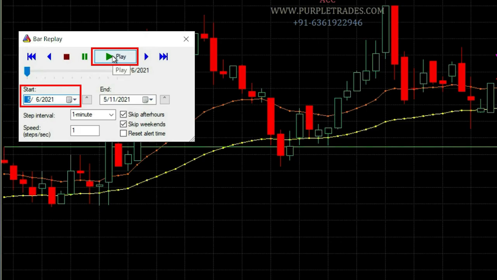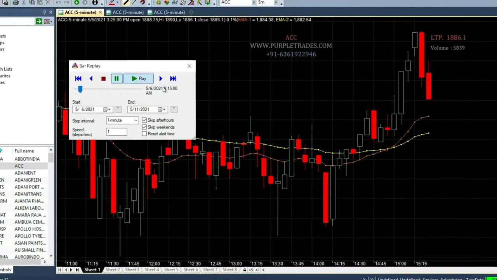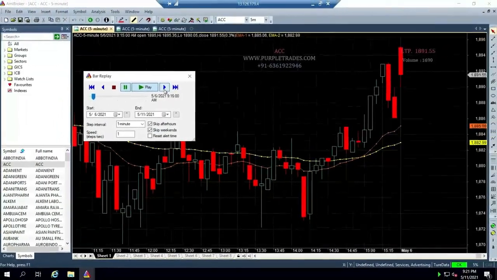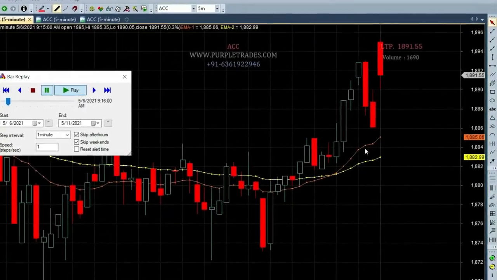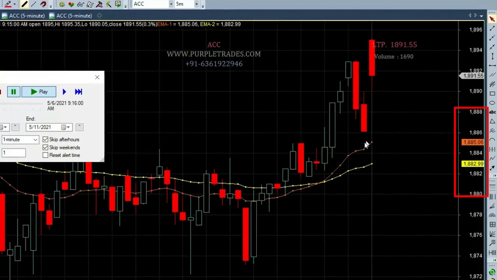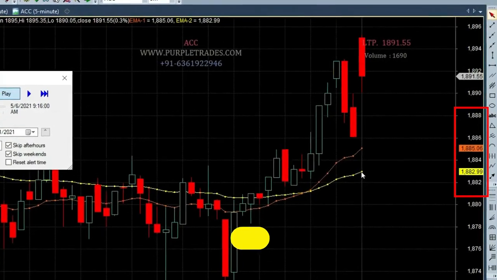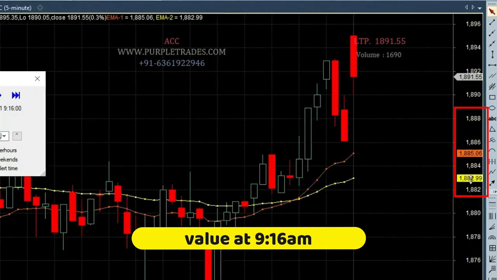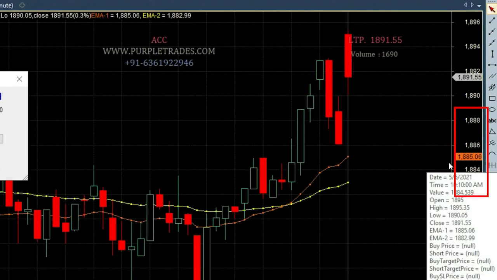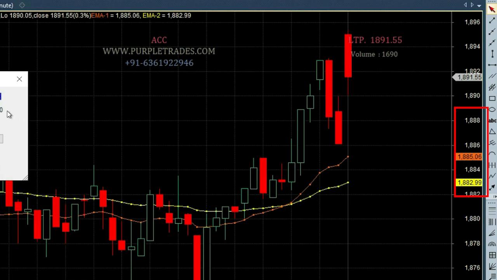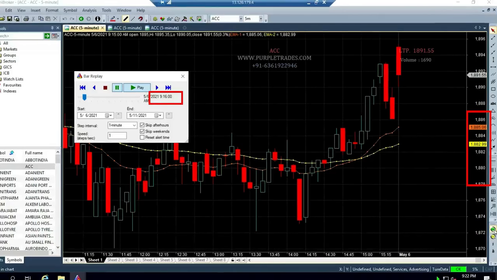Now when I play bar replay, you will see at 9:15 we are starting the bar replay. This is the first minute of the first 5 minute candle. Now watch the values of this yellow and orange color moving average. The yellow color moving average is at 1822.99. The orange color moving average is at 1885.06. It is at 9:16. Now this is the first 5 minute candle. This candle has not yet closed. I'll zoom in a little bit more.